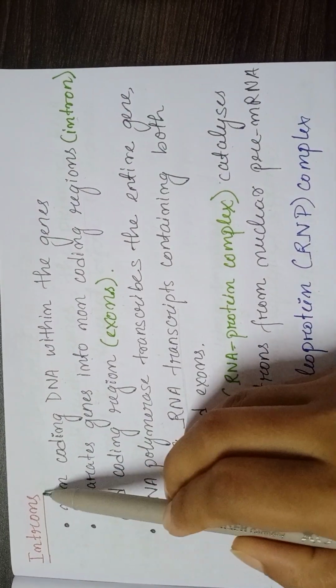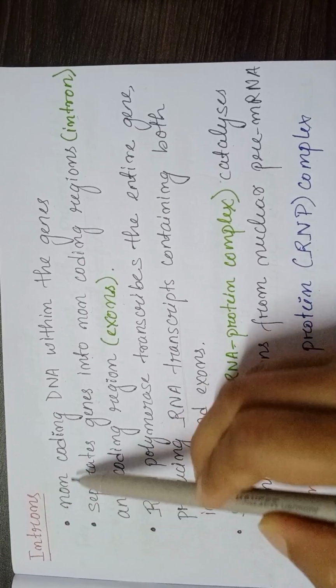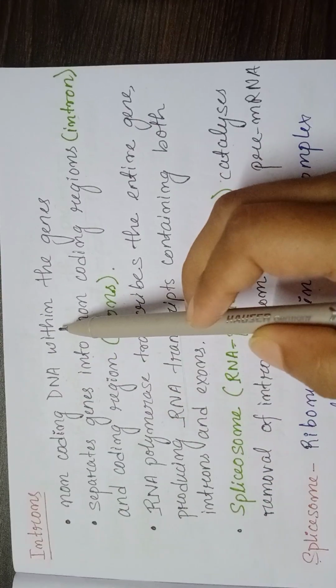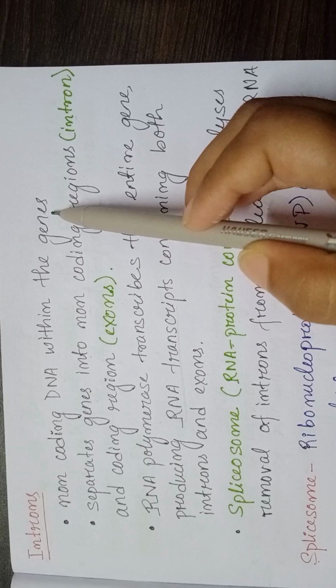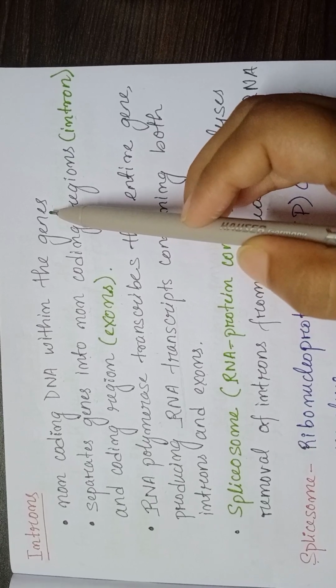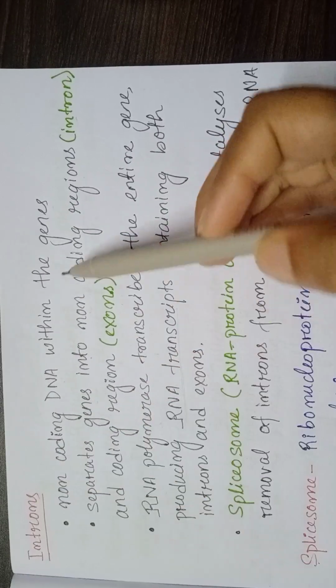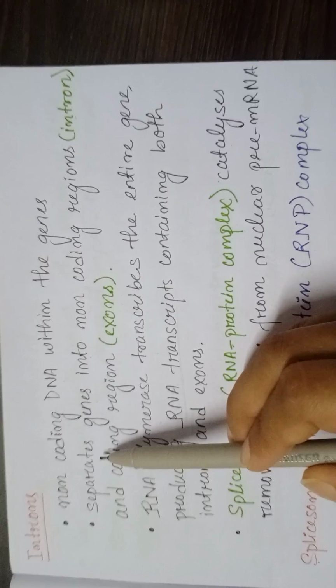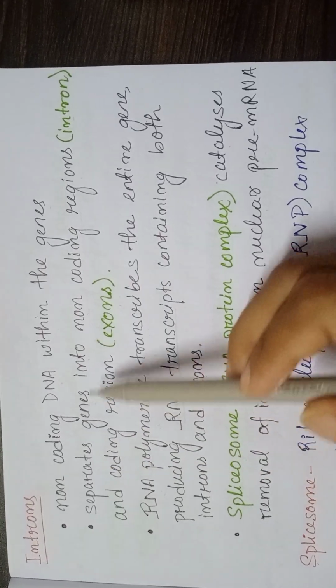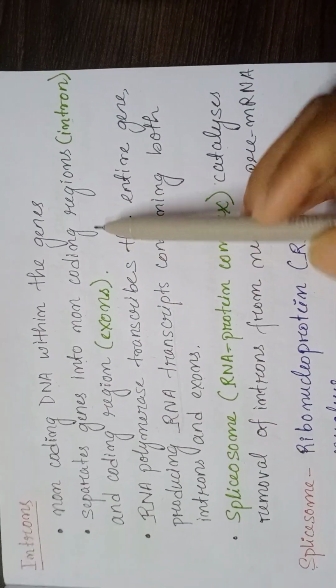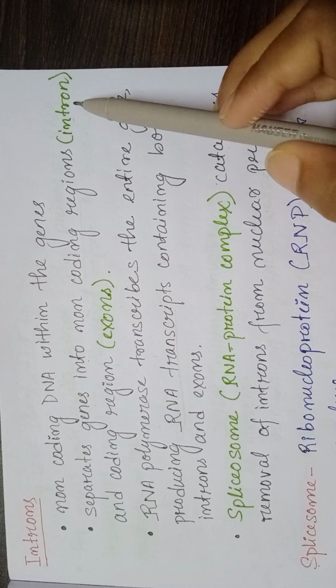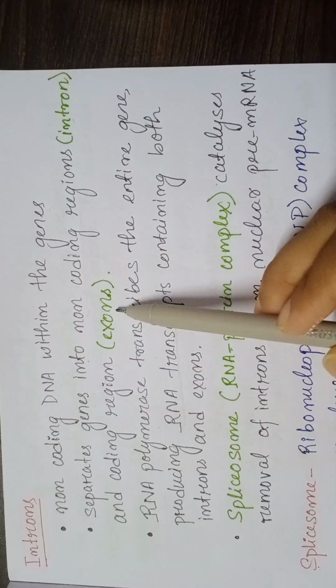Now, we will look at introns. Introns are non-coding DNA present within the genes. Spacer DNA was present between the genes, but introns are present within the genes, and this separates the genes into coding and non-coding sequences. These non-coding regions are introns and the coding regions are exons.